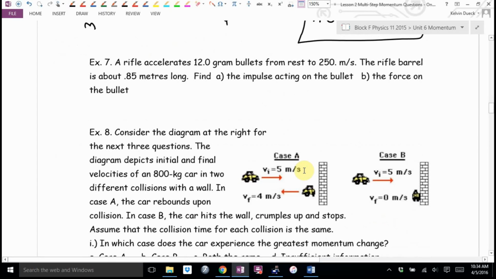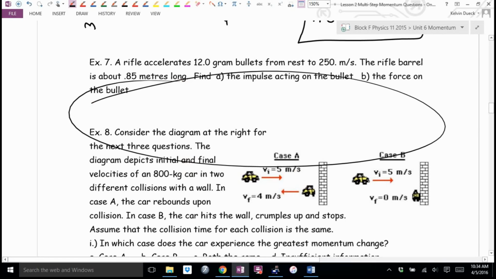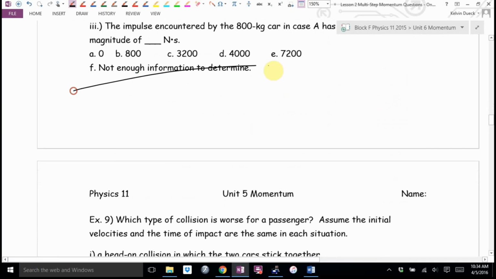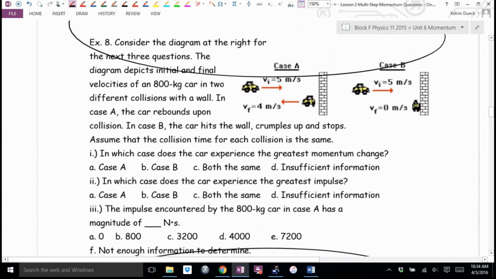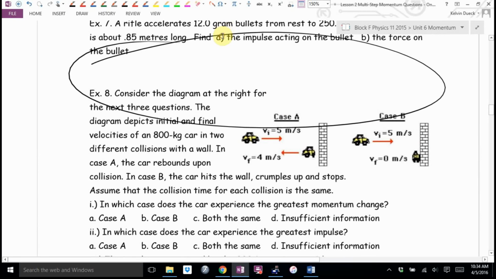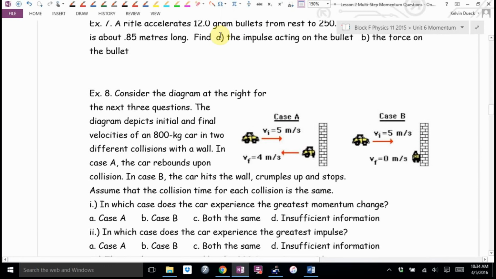I totally botched number 7. Number 7 is a nice question. I totally did not leave you enough room to write in number 7. So you're going to write some of it in this area, and you may have to write some of it down here somewhere as well. I don't know. Sorry.